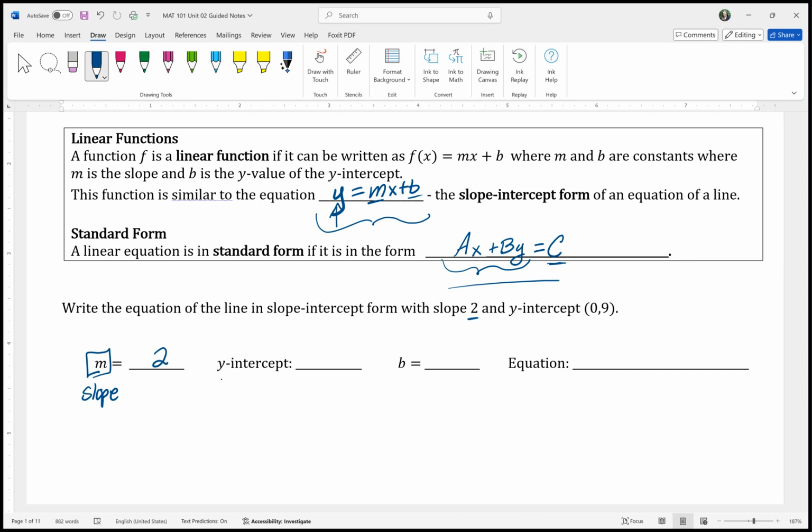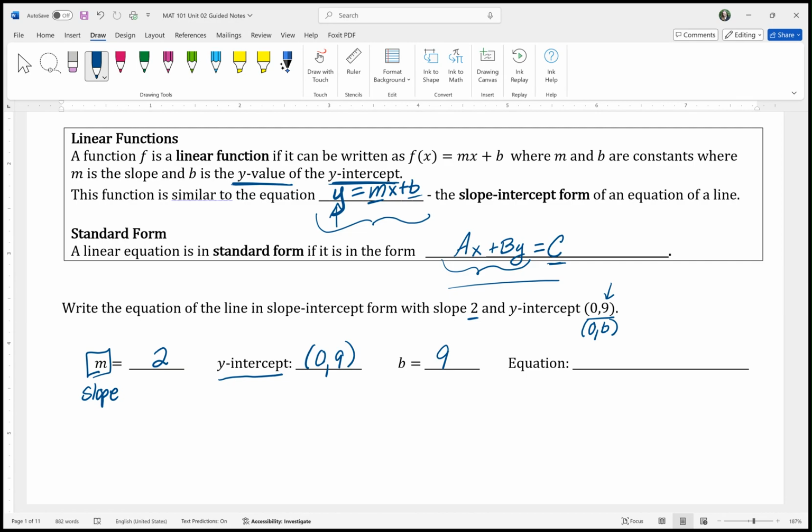Now it's asking what the y-intercept is, and it gave us that. The y-intercept is a point, in this case (0, 9), and the y-intercept in general is where a line crosses the y-axis when we start graphing. So you'll see that in later examples. Now the b is going to be, again, the y value of that y-intercept. So our y value here is 9. Our y-intercept will always be in (0, b) format. So the y value here, 9, is going to be our b.